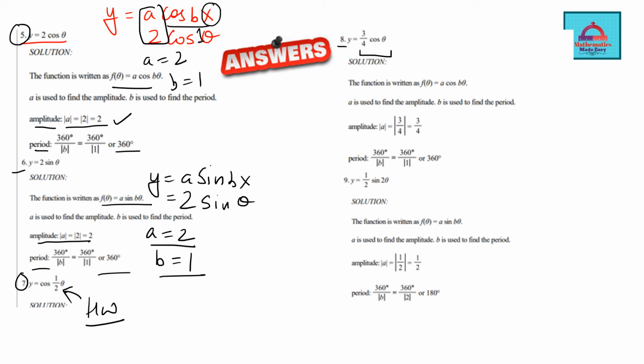Here again, we are comparing with cos. Your a value is the fraction 3 over 4. Amplitude can be a fraction as well, as long as you are taking the absolute value, so it gives you a positive result, remember. Then comes period. We are repeating the same thing here, using the same formula. The only change is the value of b, which is 1. Very similar to that, you can solve question number 9. Your amplitude in this case would be 1 by 2 and the period will be 180 degrees.